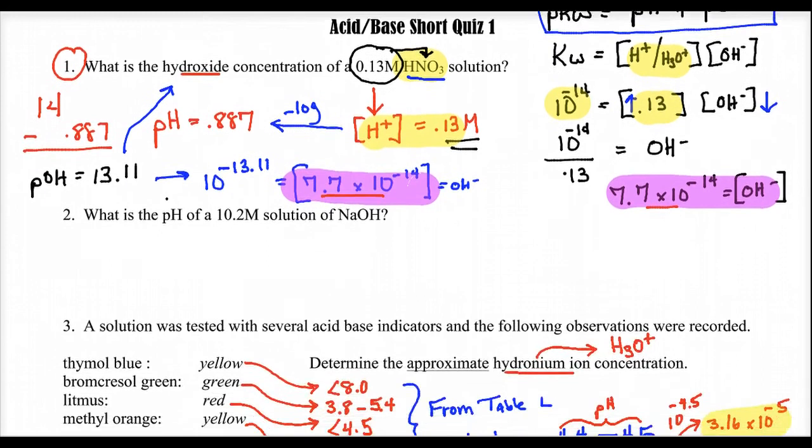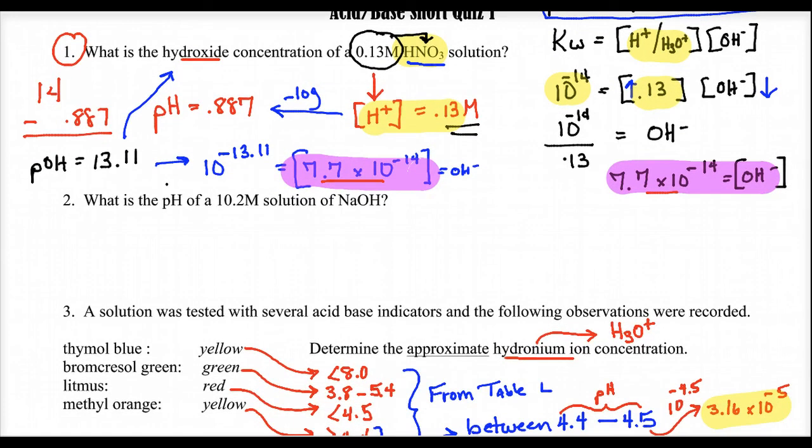All right, now number 2 is an easier question in my book that people had just as much difficulty with. What is the pH of a 10.2 molar solution? All right, well, my friends in chemistry, this is a strong base. You say, well, how do I know it's a strong base? My friends in chemistry, you know solubility rules.